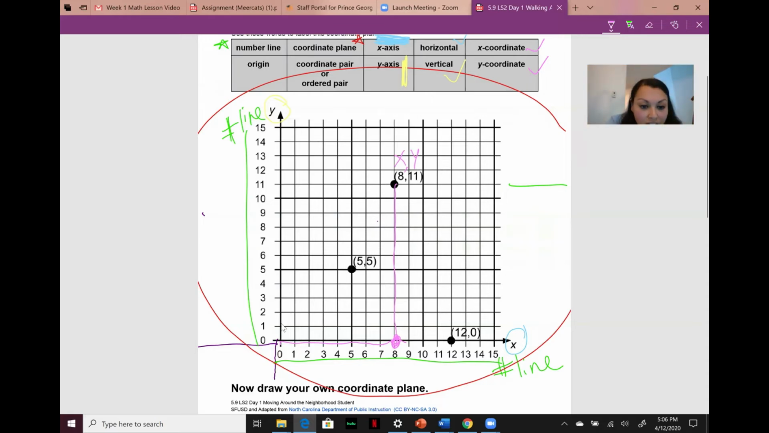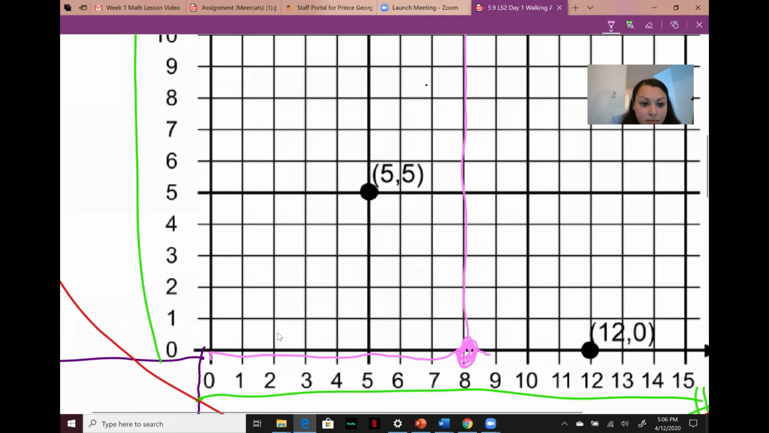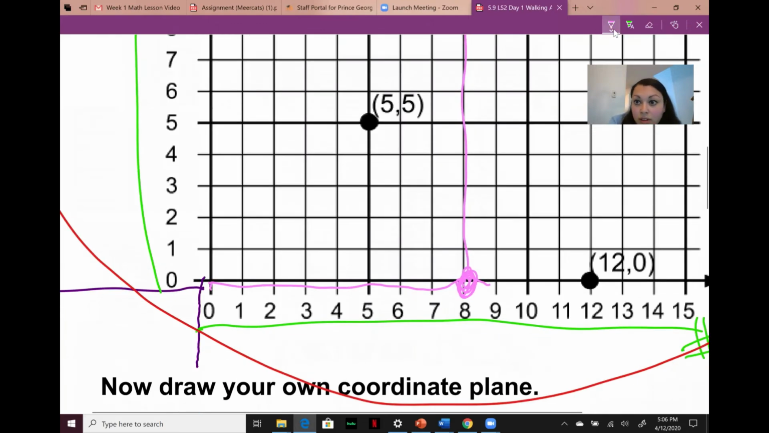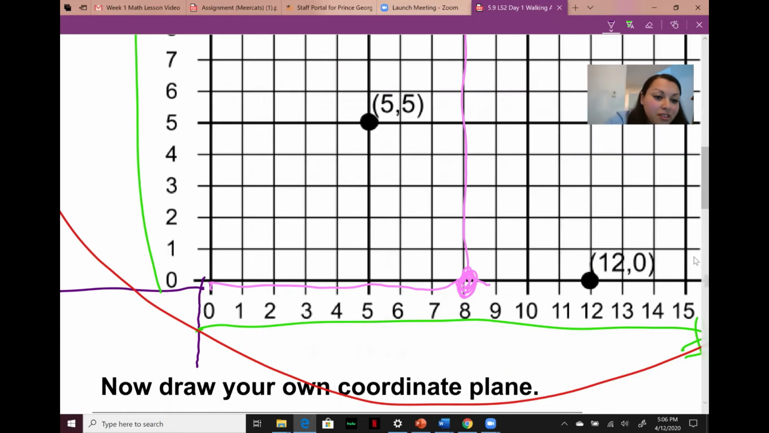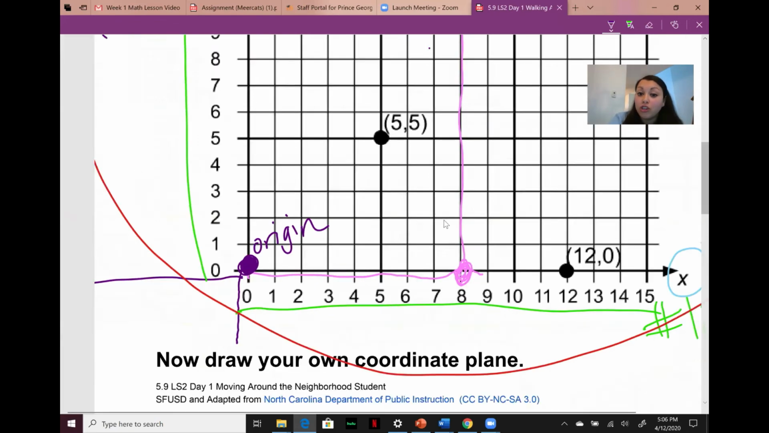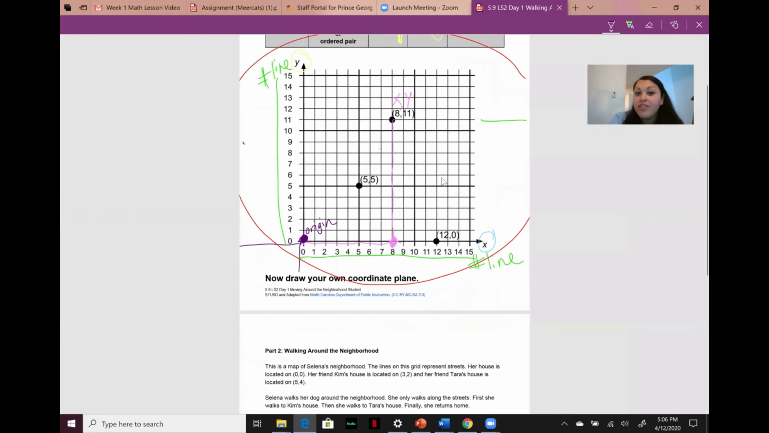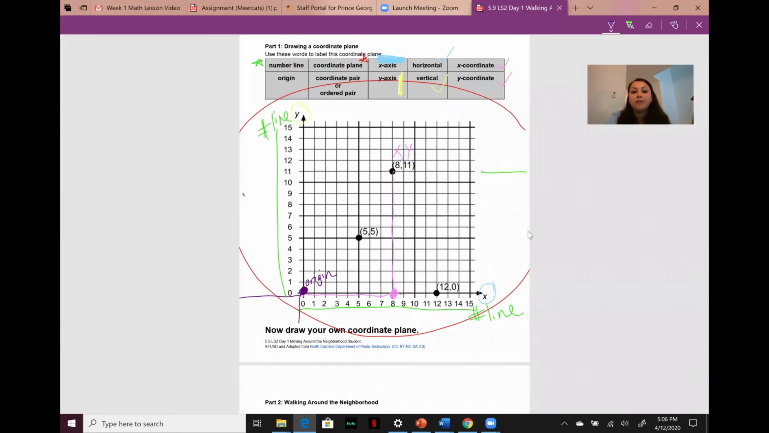If you look, I'm going to zoom up a little. Let me change my color as well. Make it a purple. Right here, this point is 0 across and 0 up. It's at 0, 0. So this is what we call the origin. So we always start at the origin, and then we move on our coordinate plane.